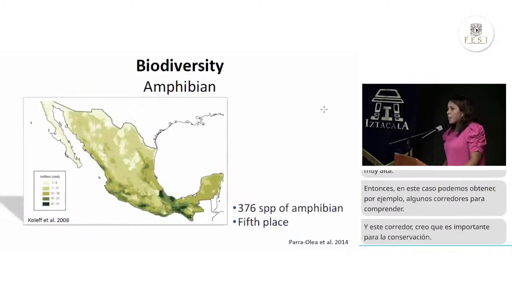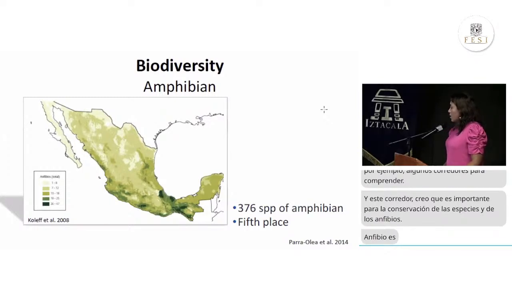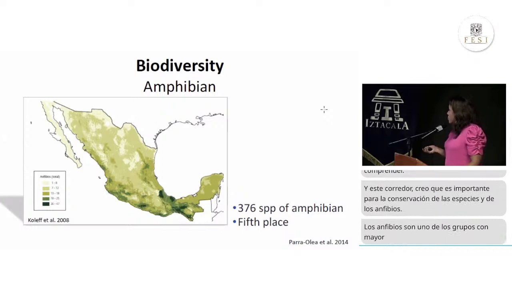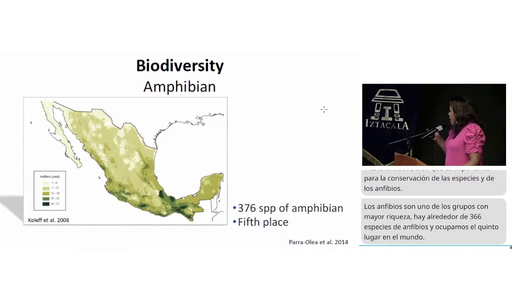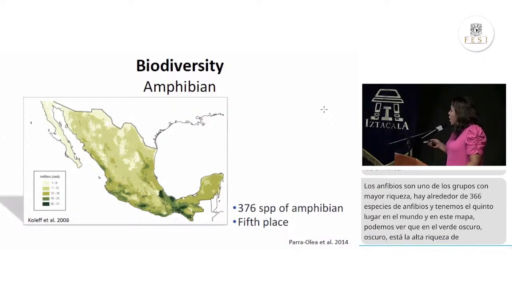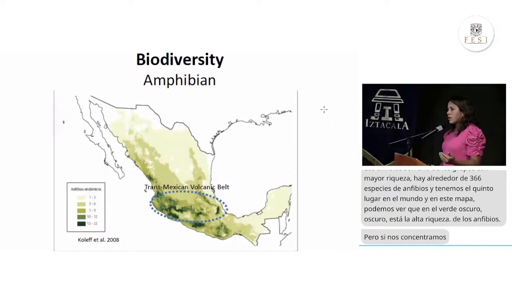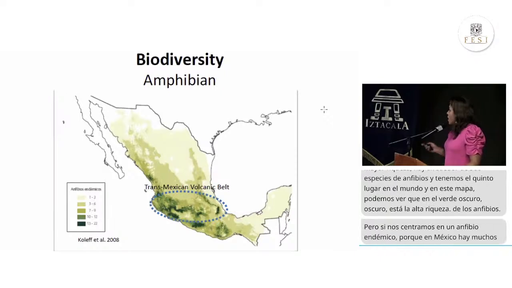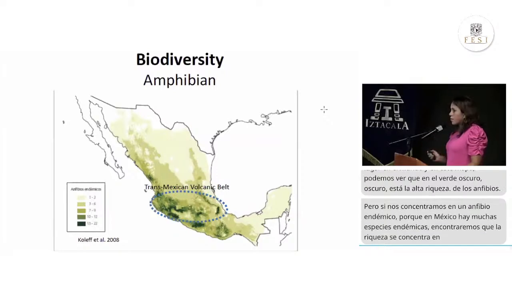And why amphibians? Amphibians are one of the groups with a lot of richness. There are around 366 species of amphibians, and we are in fifth place in the world. In this map, we can see that in the dark green there is high richness of amphibians. But if we focus on endemic amphibians, because in Mexico there are a lot of endemic species, we will find that the richness is concentrated in the Trans-Mexican volcanic belt.